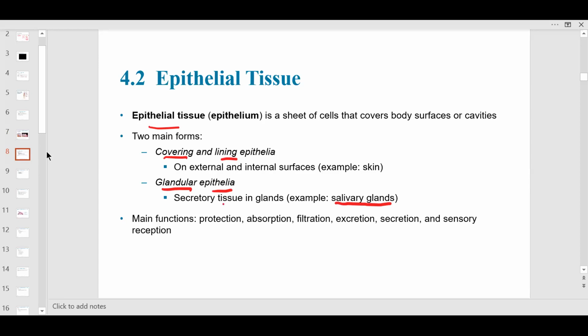Functions, here they are. This is really going to be helpful. Protection, right? Epidermis protects, the stratified squamous epithelium with keratin in the epidermis and the non-keratinized stratified squamous epithelium in the esophagus or the vagina. Then we have absorption. Remember absorption, that simple columnar in the intestines, because we're absorbing the nutrients.